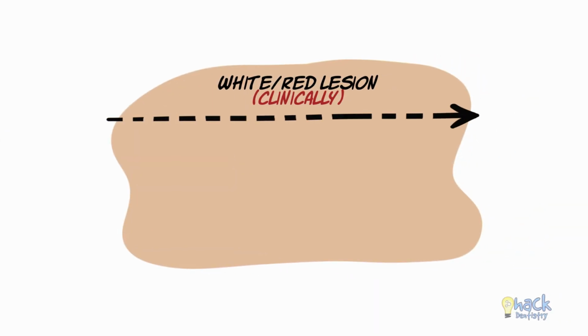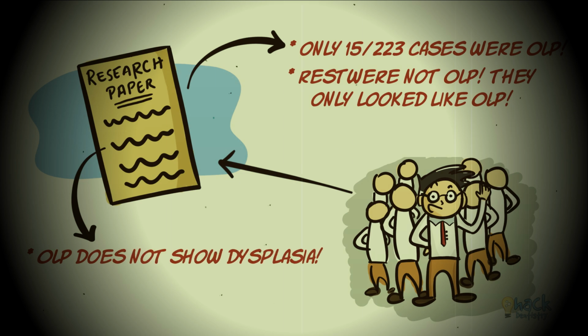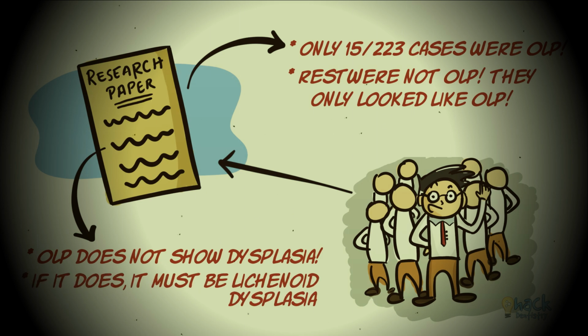Since these lesions had a lichen planus-like inflammatory infiltrate, or a lichenoid infiltrate, and also showed epithelial dysplasia, they called them lichenoid dysplasia. According to them, oral lichen planus does not show dysplasia. Hence they concluded that any lesion clinically diagnosed as oral lichen planus may actually represent lichenoid dysplasia if it shows dysplasia under the microscope.